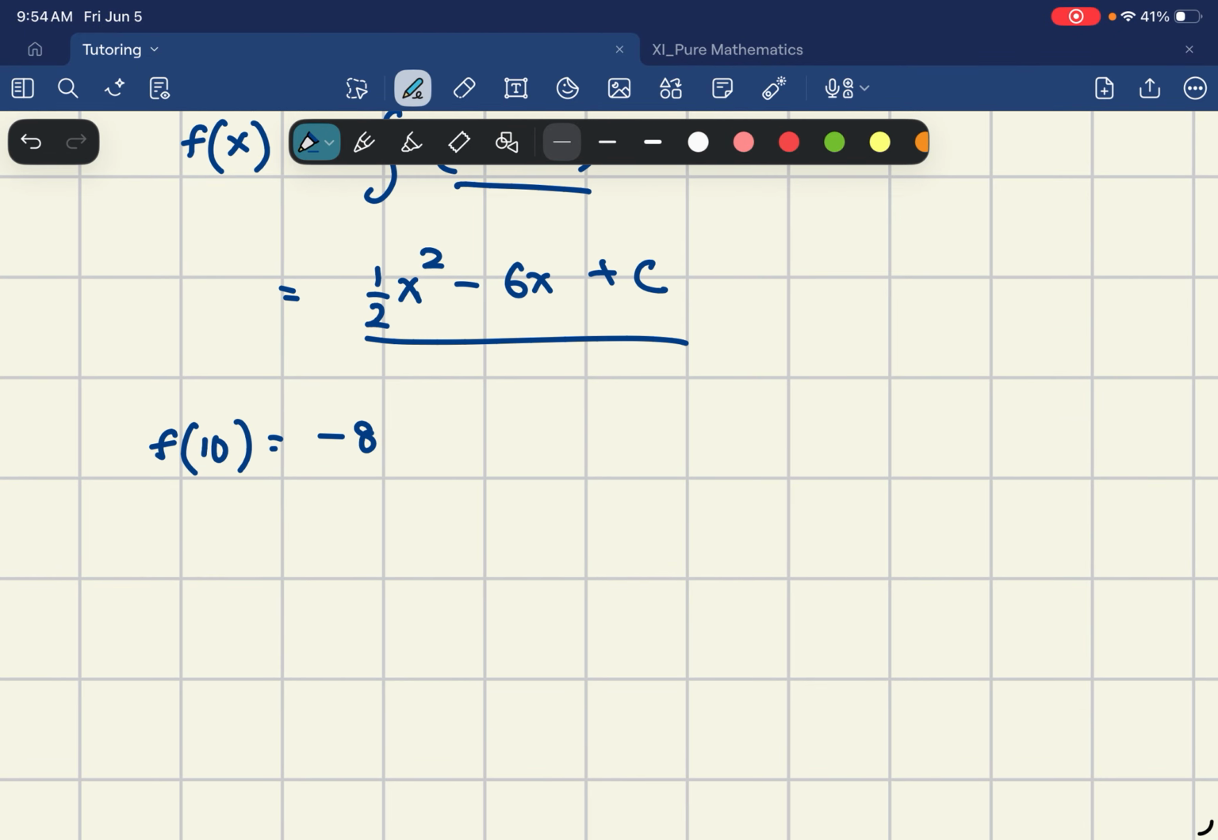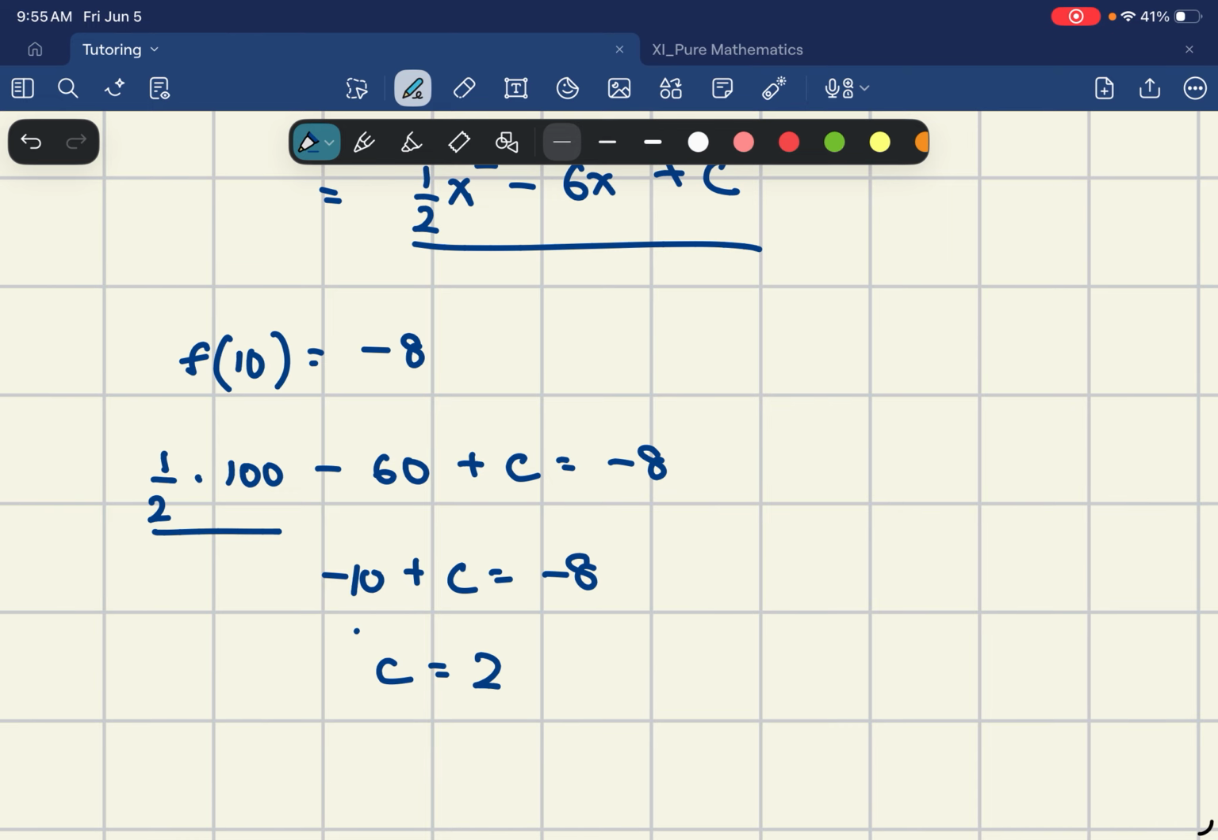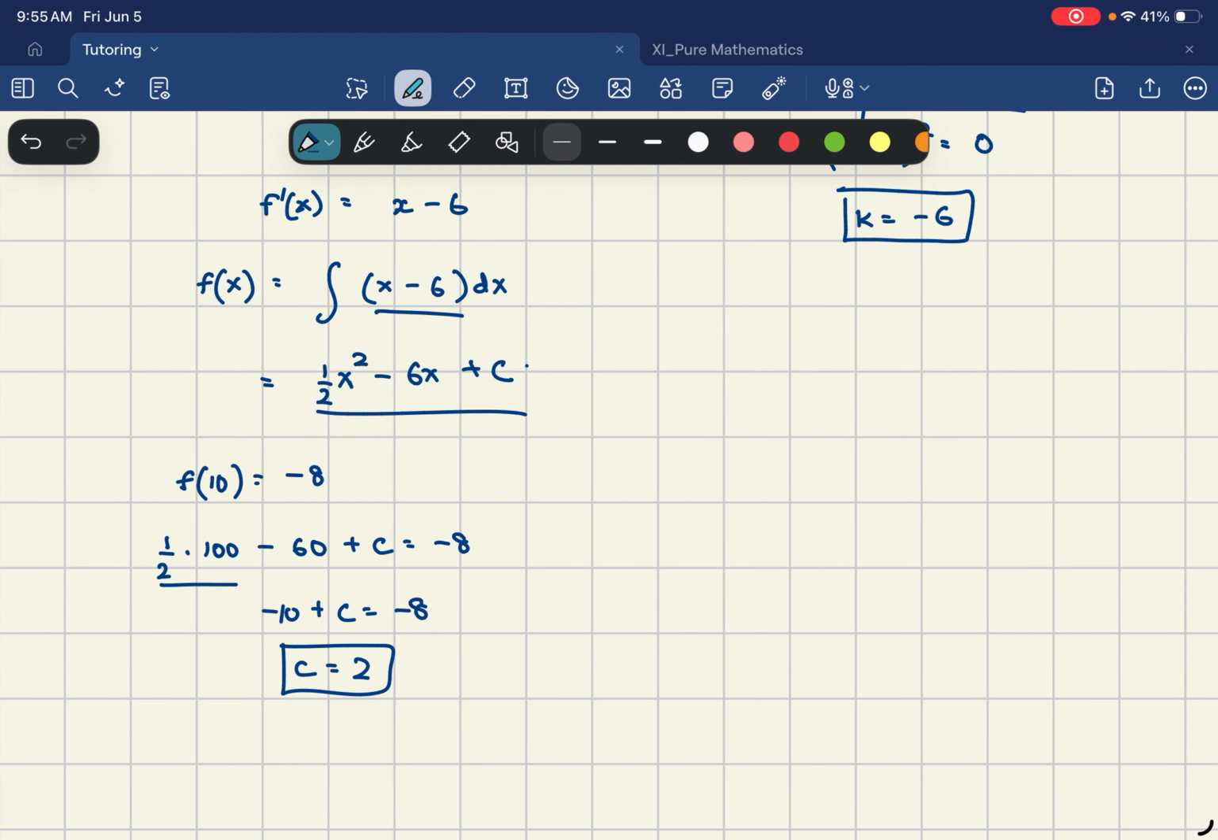So substitute 10 here. You are going to get half of 10 squared, which is 100, minus 6 times 10, which is 60, plus c is negative 8. So this gives you 50 minus 60 is negative 10, plus c is negative 8. c is going to be positive 2. And now just substitute c here. So your equation of the curve is going to be y equals half x squared minus 6x plus 2. And that is it.